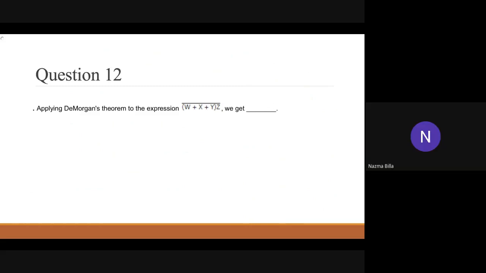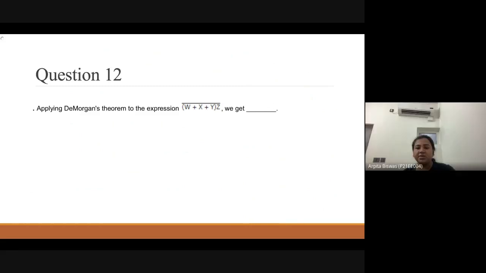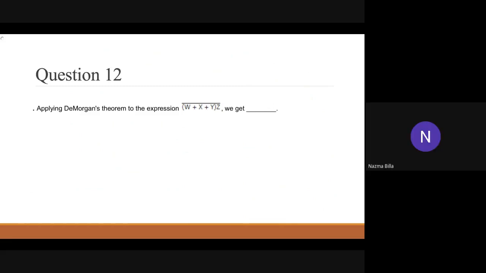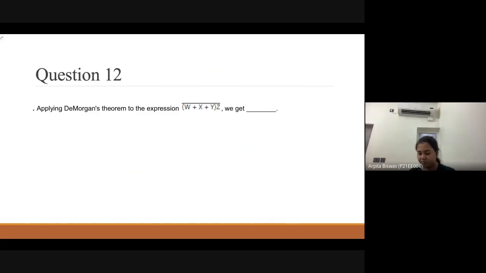What type of answer do we have to provide, ma'am? You just have to simplify it. The w plus x plus y is multiplied with z, then whole bar. How can you simplify it? W bar into x bar into y bar plus z bar. Yes. W bar into x bar into y bar, and this whole thing is plus z bar. Yes, this is the right answer.